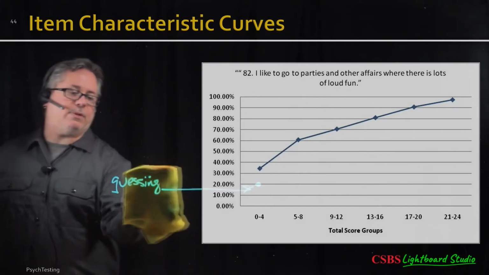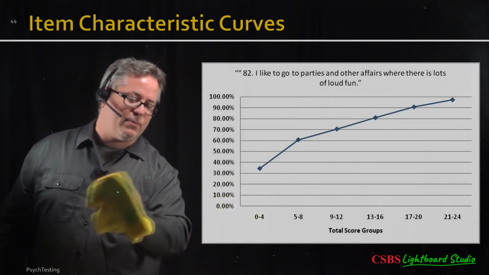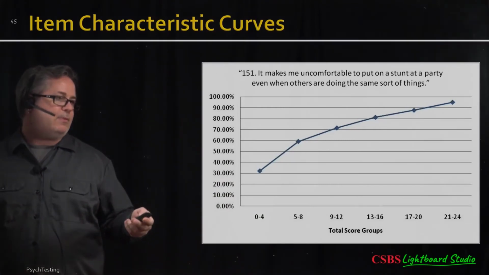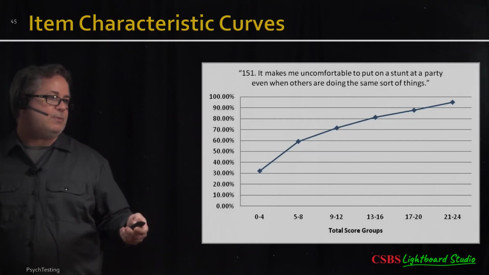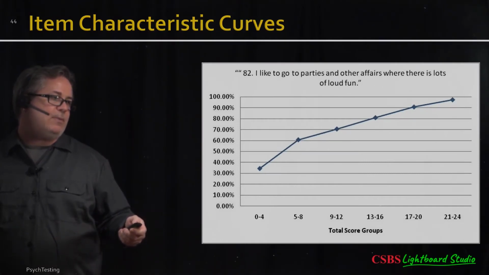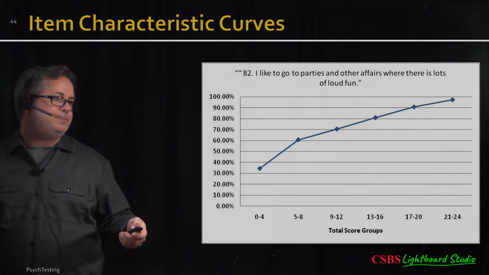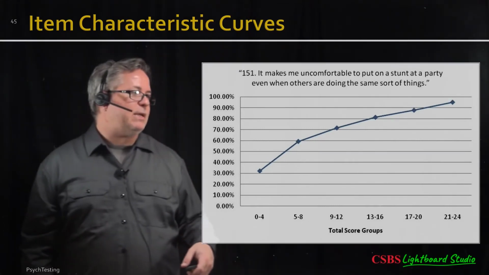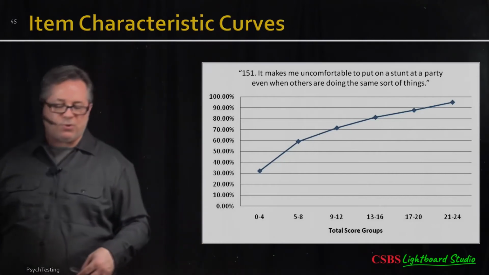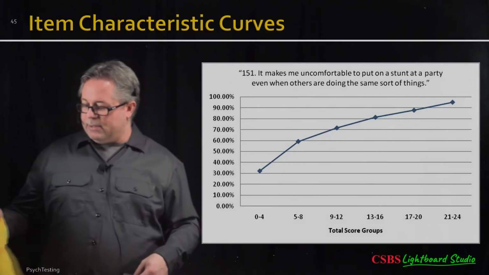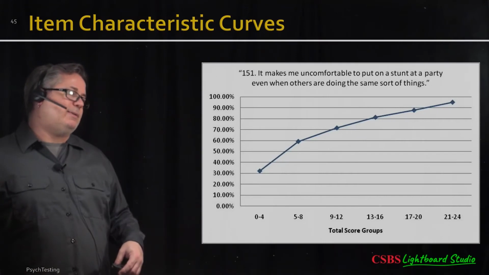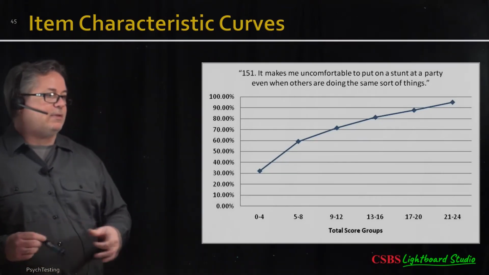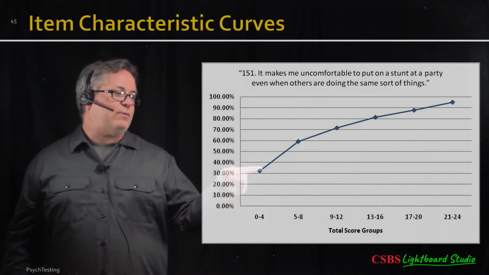All right, moving on. We got to get moving forward here. I ran out of time real fast. So here we go. Another item, sort of. This item looks almost exactly the same. I would expect these to have very similar discriminations, very similar difficulties. All right, so it makes me uncomfortable to put on a stunt at a party, even when others are doing the same sort of things. I'm not sure what the stunt is they're talking about, but whatever it is, it has a certain level.